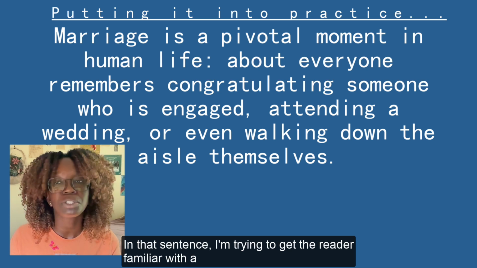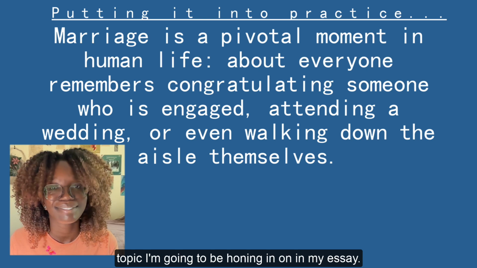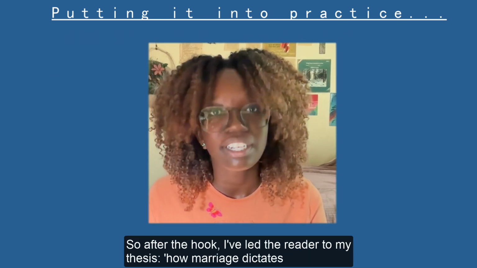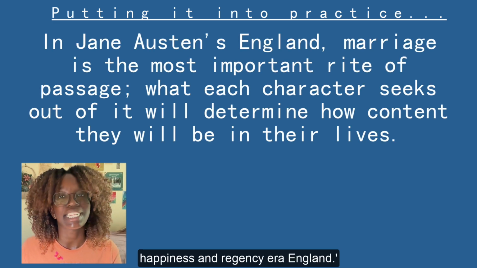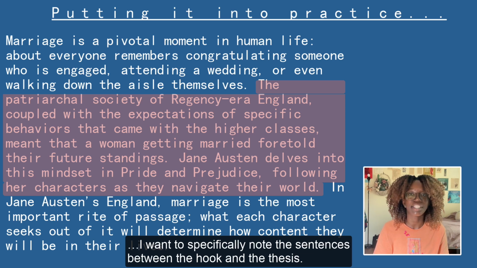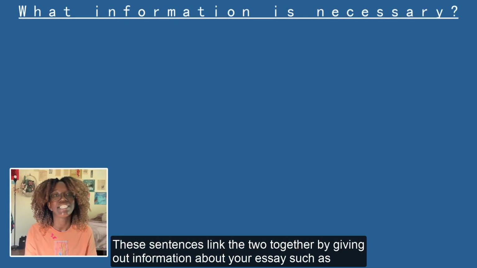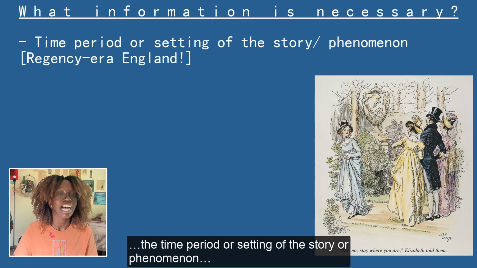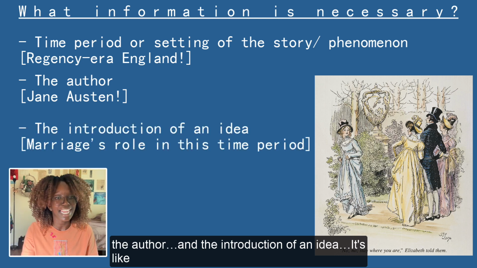In that sentence, I'm trying to get the reader familiar with a topic I'm going to be honing in on in my essay. So after the hook, I've led the reader to my thesis, How Marriage Dictates Happiness in Regency-Era England. I want to specifically note the sentences between the hook and the thesis. These sentences link the two together by giving out information about your essay, such as the time period or setting of the story or phenomenon, the author, and the introduction of an idea.